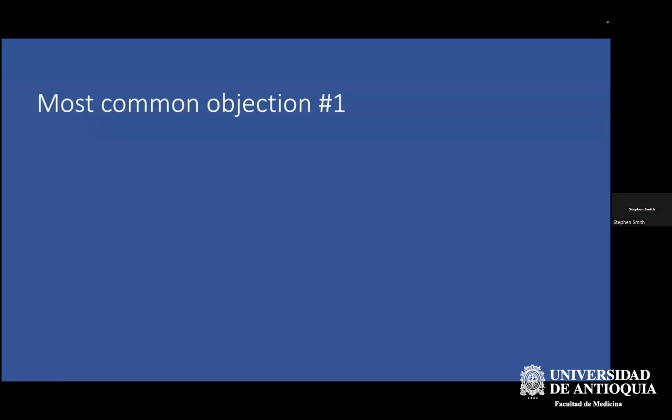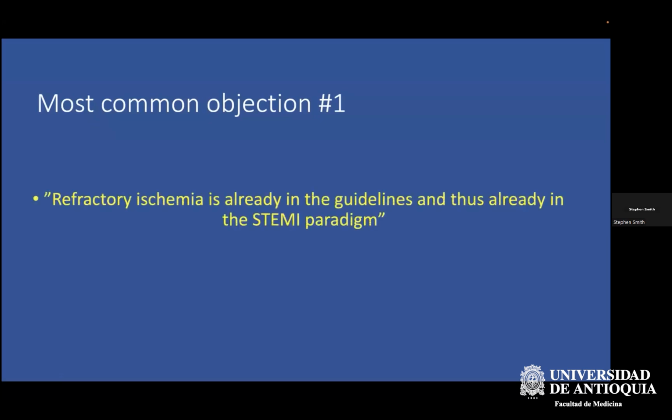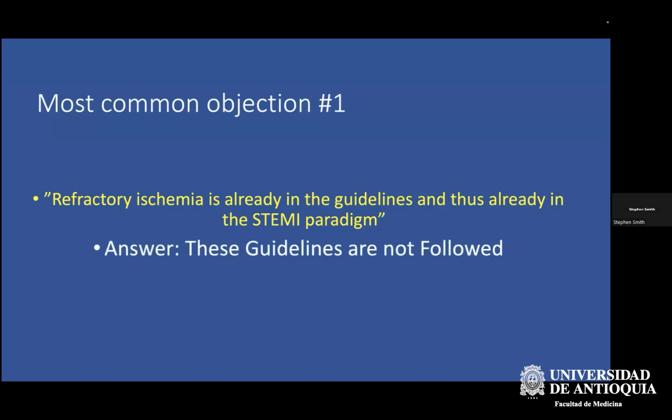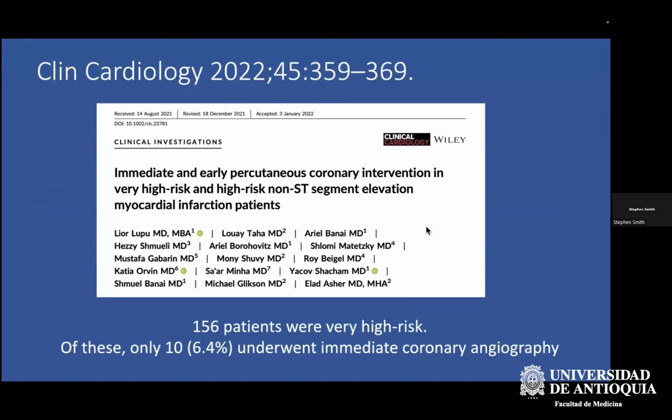The most common objection, number one, to the OMI-NOMI paradigm is that refractory ischemia is already in the guidelines and thus already in the STEMI paradigm. Well, this is true. The ACC guidelines and the European guidelines do recommend this. However, these guidelines are not followed. This article in Clinical Cardiology 2022 by Lupu et al. showed that of 156 patients who were very high risk, only 10 of these, or 6.4%, underwent immediate coronary angiography as indicated by guidelines.